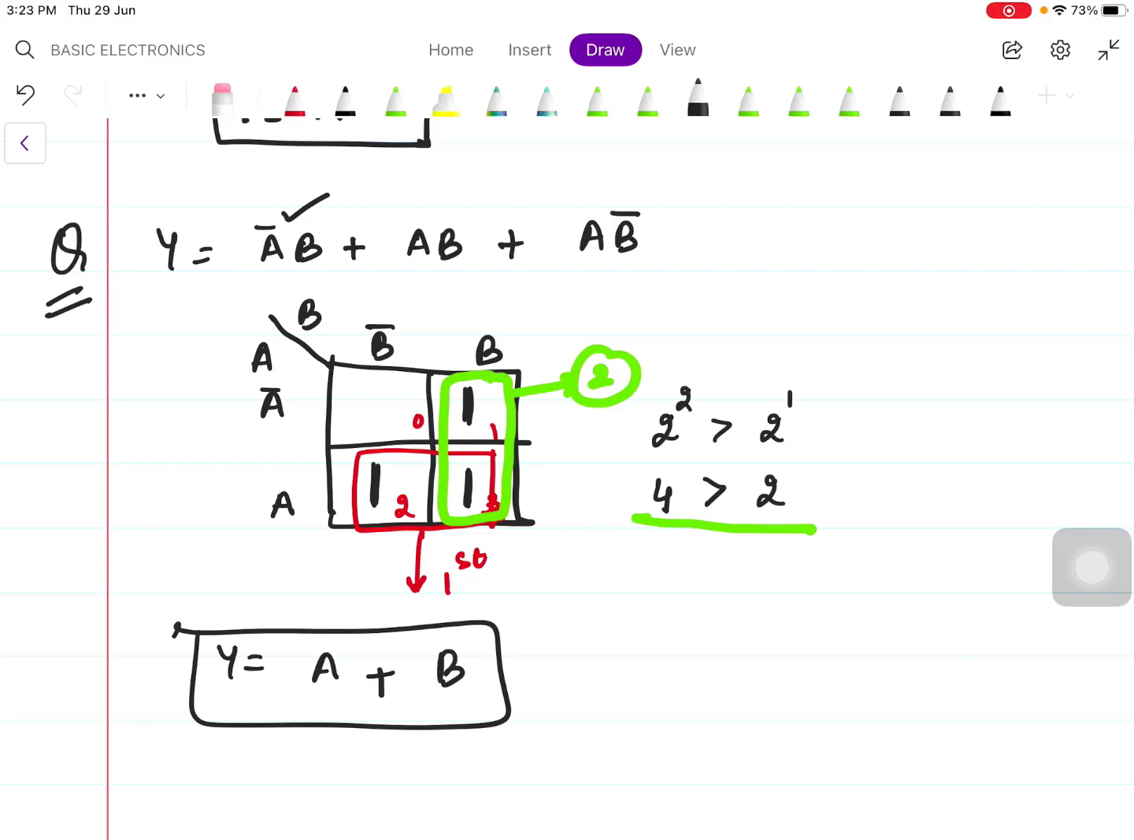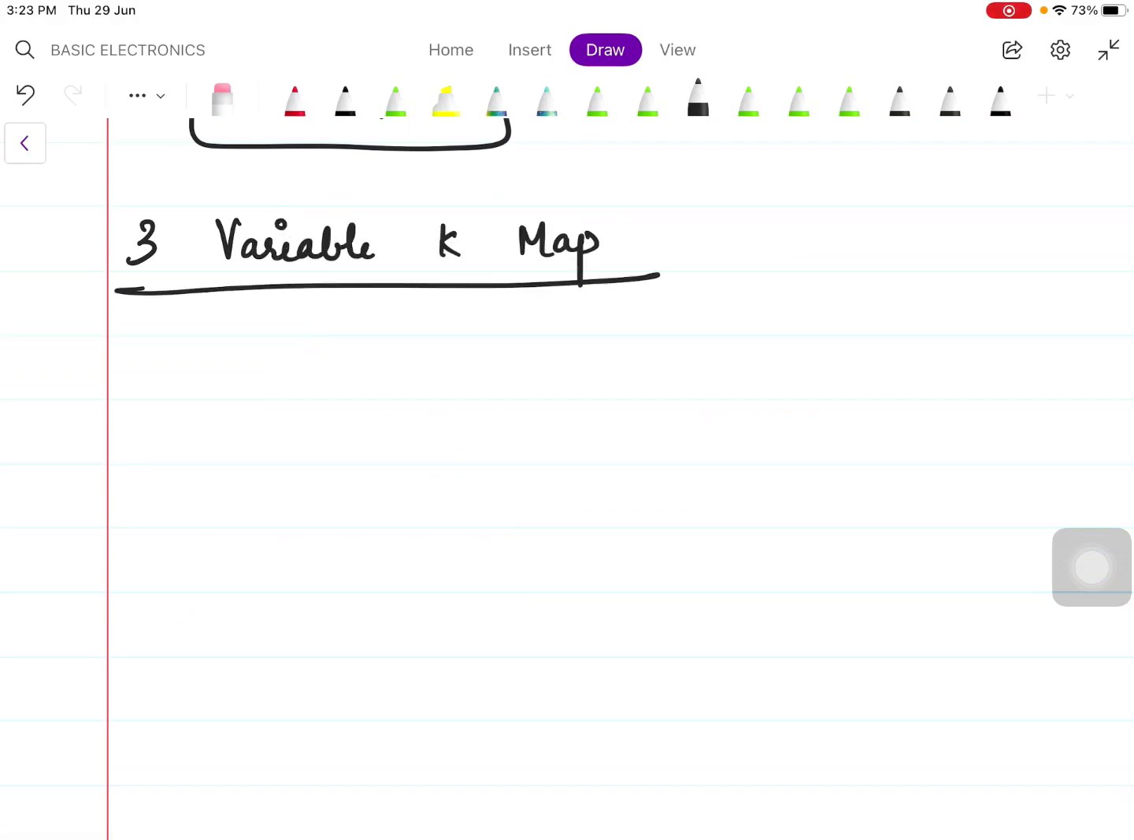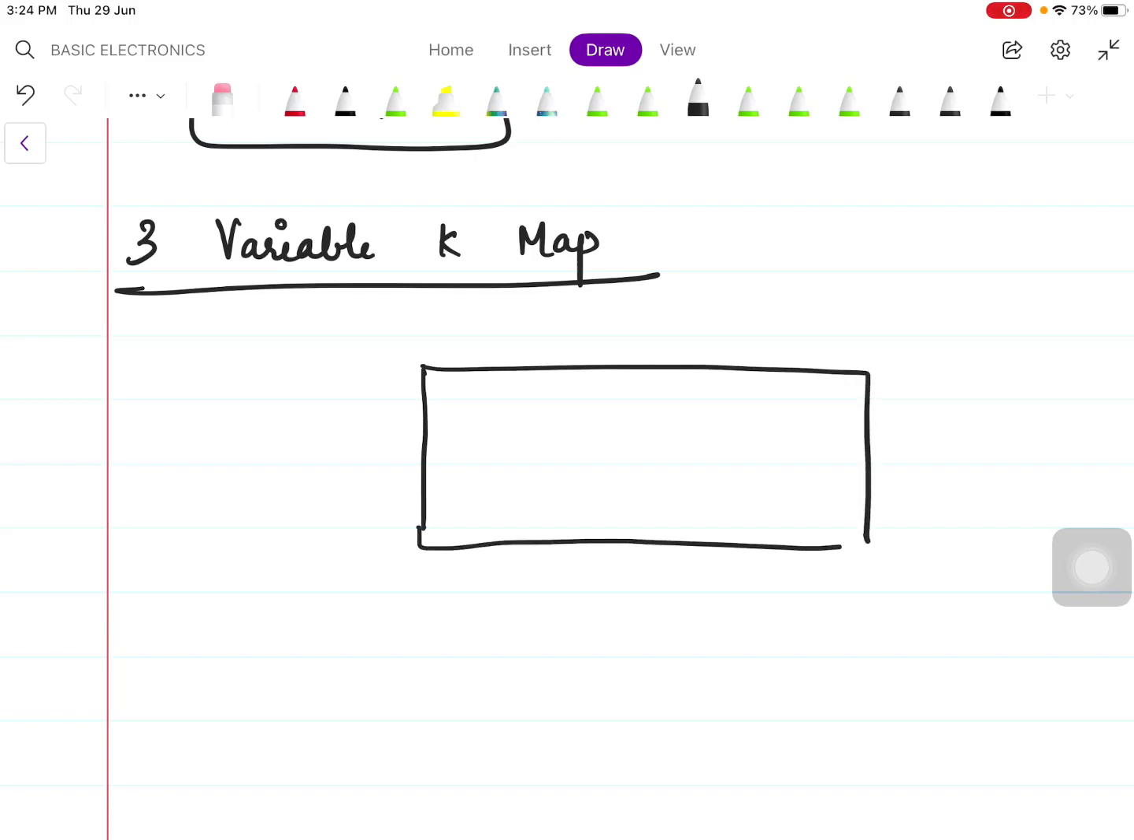So this was 2 variable K-map. Let's move on to 3 variable K-map. So 3 variable K-map. Again, let us see the general structure. First of all, 3 variable K-map means obviously there will be 3 variables in the expression, and the number of blocks that we are going to draw this time is 8.